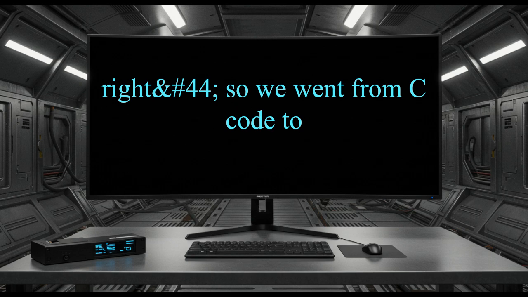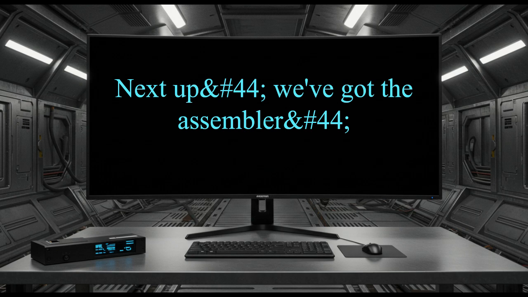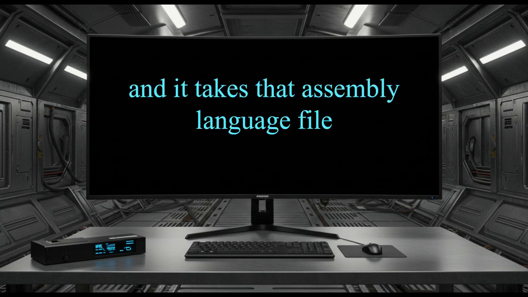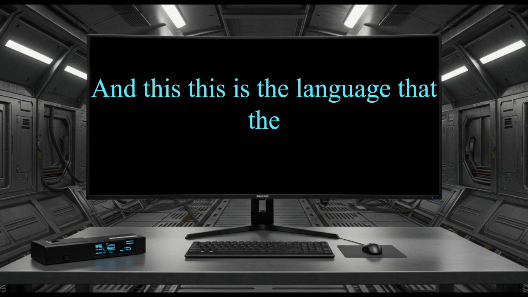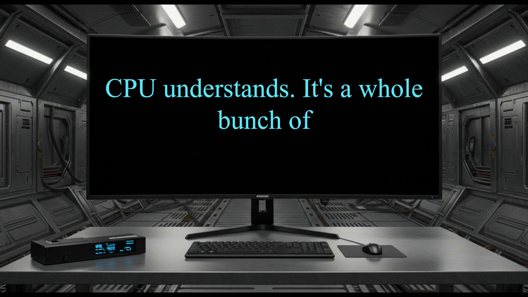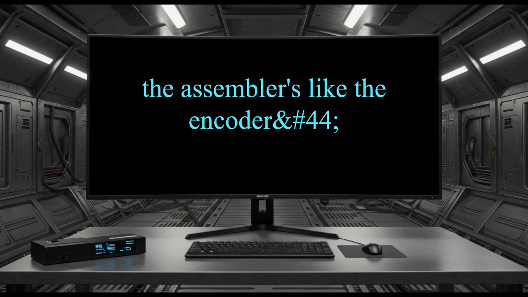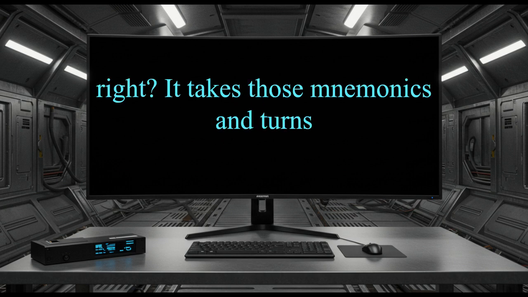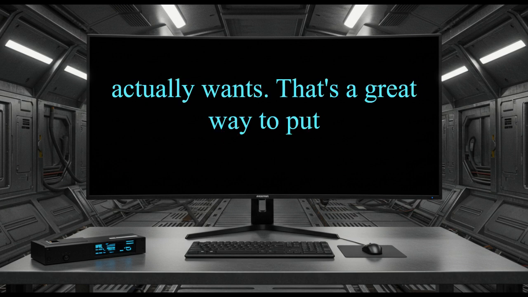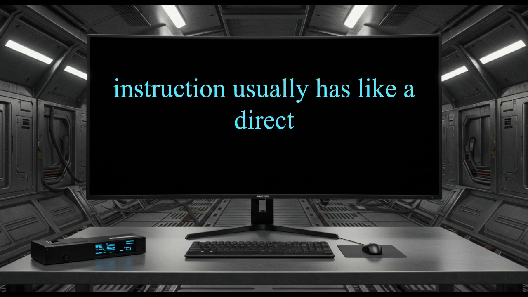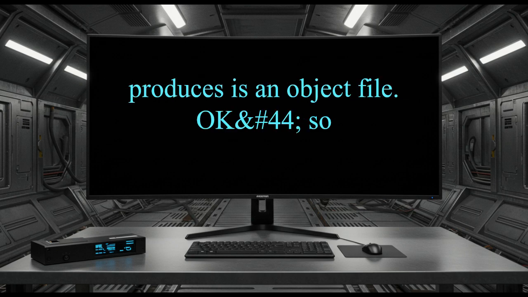All right, so we went from C code to assembly language. We're getting closer to that machine code now. What's next? Next up, we've got the assembler. It takes that assembly language file that the compiler just made and converts it into machine code. This is the language that the CPU understands. It's a whole bunch of zeros and ones. So if the compiler is the translator, then the assembler is like the encoder, right? It takes those mnemonics and turns them into that raw binary that the CPU actually wants. That's a great way to put it. You got it. Each assembly instruction usually has a direct corresponding machine code instruction, and what the assembler produces is an object file.